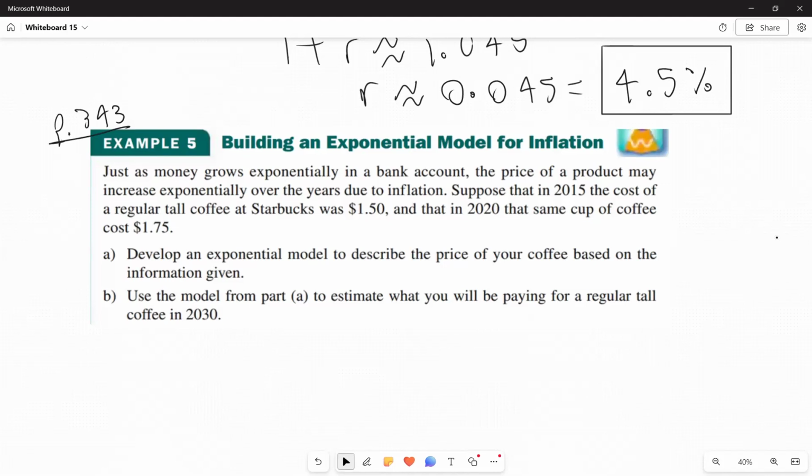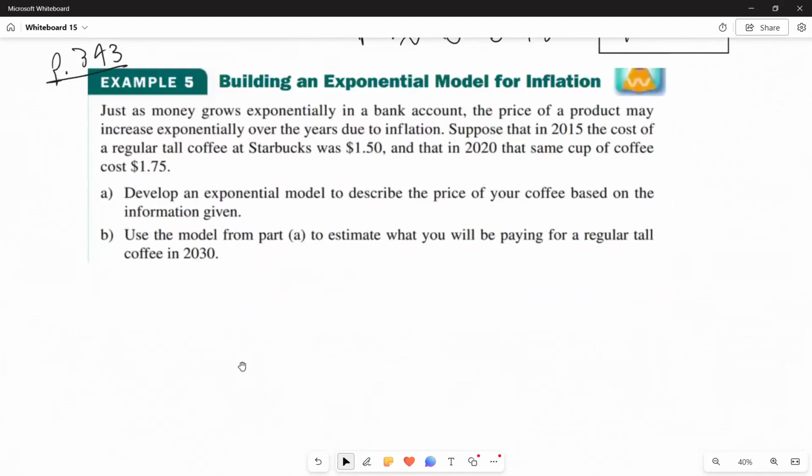Just as money grows exponentially in a bank account, the price of a product may increase exponentially over the years due to inflation. Suppose that in 2015, the cost of a regular tall coffee at Starbucks was $1.50, and that in 2020, the same cup of coffee cost $1.75. Develop an exponential model to describe the price of your coffee based on the information given, and use this model to estimate what you will be paying for a regular tall coffee in 2030.